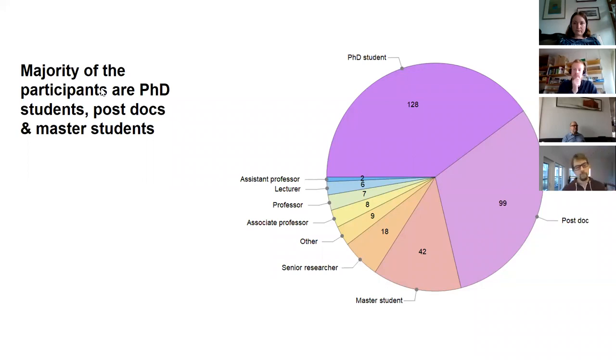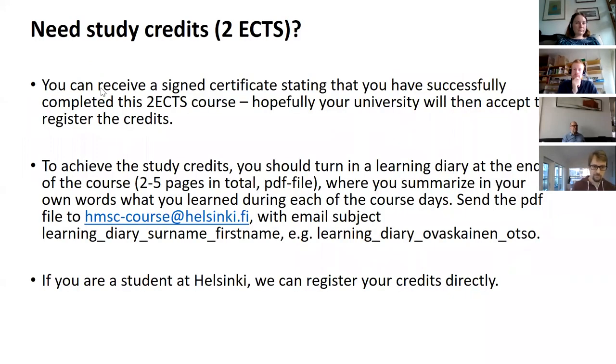And now, especially the PhD students and the master students, some of you might want to get study credits from this course. If you happen to be at Helsinki University, then we can give those study credits to you directly. We can just register them to the system. But if you are in any other university and you would like to get study credits either at the master level or the PhD level, we can at least try to help you to get those.